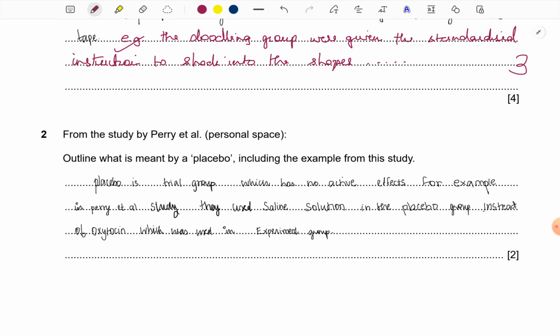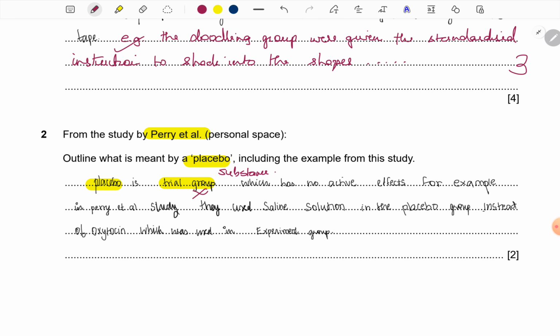From the study by Perry et al., outline what is meant by placebo, including the example from this study. Here the student writes placebo is a trial group. Placebo, as we know, is a substance. It is not a trial group. And what is a trial group? There's nothing like a trial group. So this is wrong to begin with.